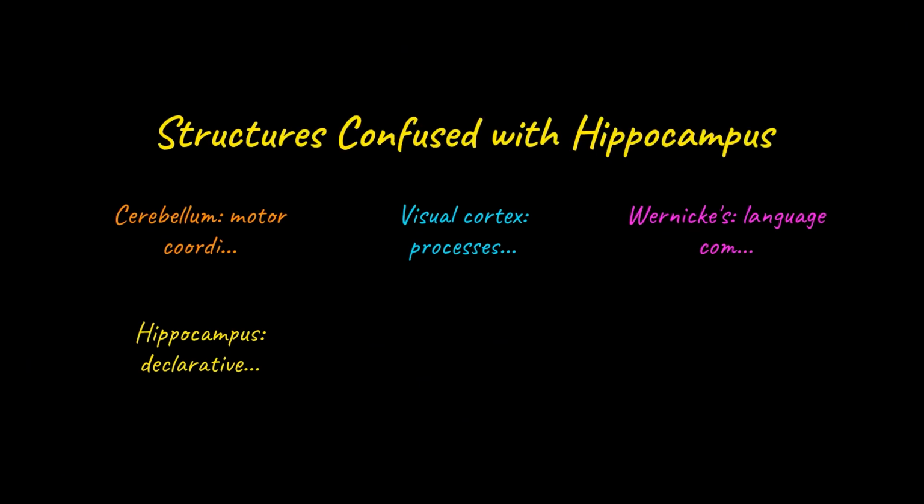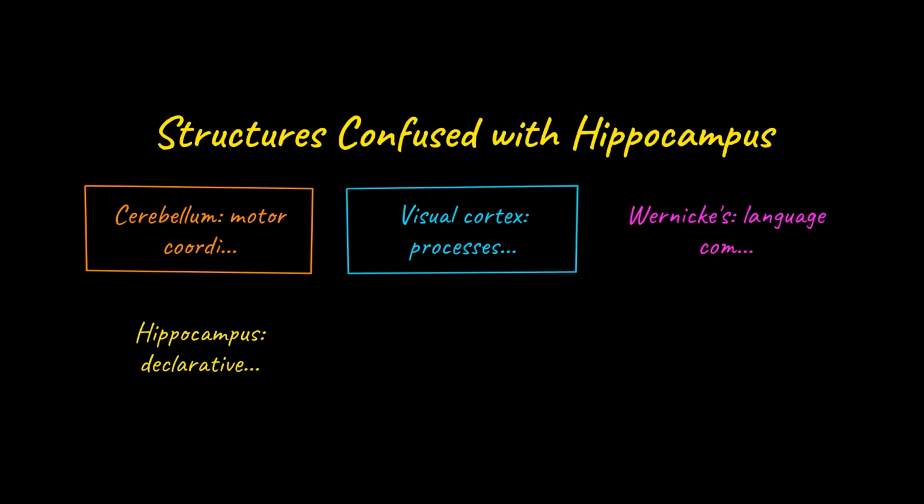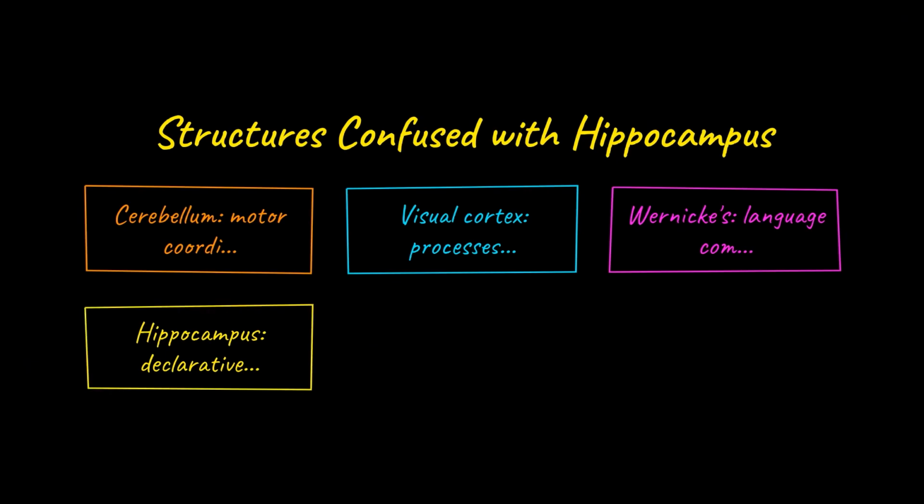A common exam trap is attributing anterograde amnesia to the wrong structure. The cerebellum handles motor coordination. The visual cortex handles sight, and Wernicke's area handles language comprehension. Only bilateral hippocampal damage produces the specific pattern of lost declarative memory with preserved short-term and motor learning.